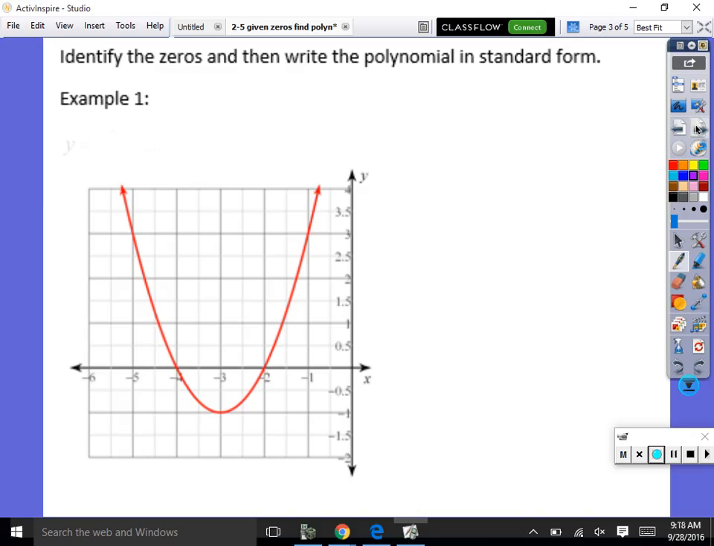So it says identify the zeros and write the polynomial in standard form. So we want to know what's the equation of this quadratic. If we know the zeros, then we can go backwards and find the quadratic. So we're going to write out x equals negative 4 and x equals negative 2. So go ahead and write that. X equals negative 4 and x equals negative 2.